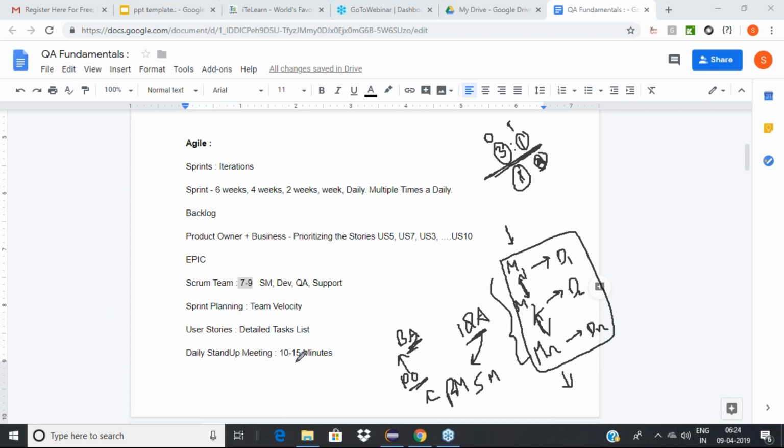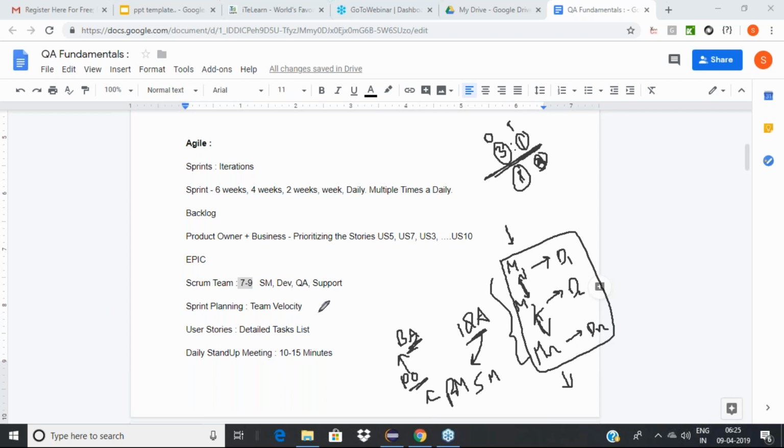And then the daily stand-up meeting. Since it's agile, it's only a 2-week or a week sprint. The team gets to meet every day for a quick 10 to 15 minute meeting called the stand-up meeting, where they talk about what they did yesterday and what they are planning to do today.